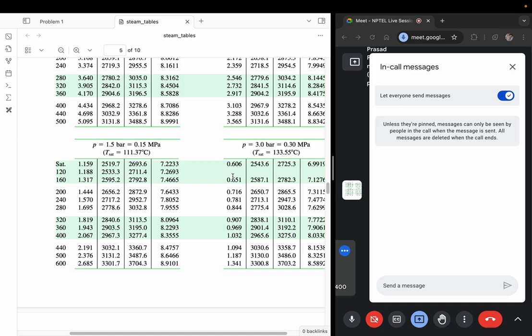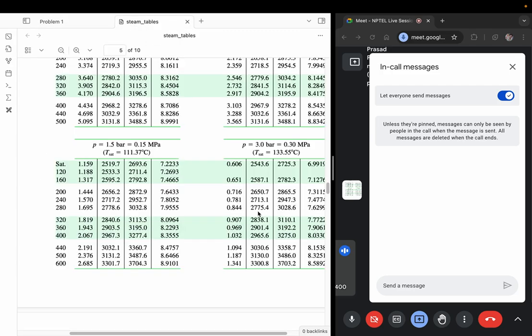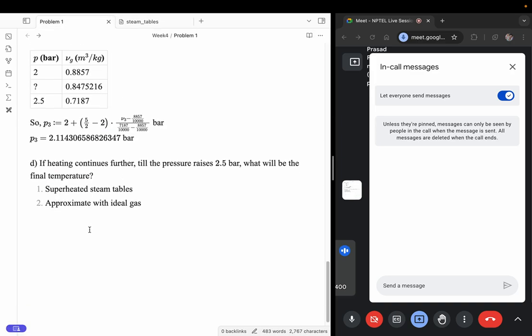But in order to fix the state, the pressure is known, and I need to find the temperature. So how do I find the right temperature? You need to know some other property, that is the specific volume. Out of these specific volumes, you choose the one which is close to the value that you need. The value I would be requiring is 0.847. So you just pick up the value close to that, and your temperature will be close to 280 degrees Celsius. You need to do a linear interpolation between these two values to get the right value. We will also take up a problem on that. But for now we can just approximate with an ideal gas.